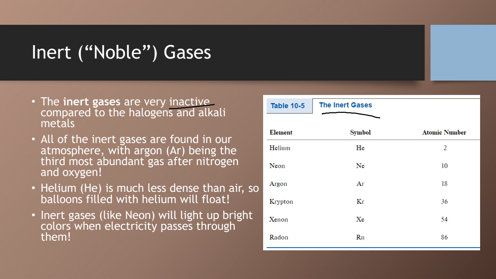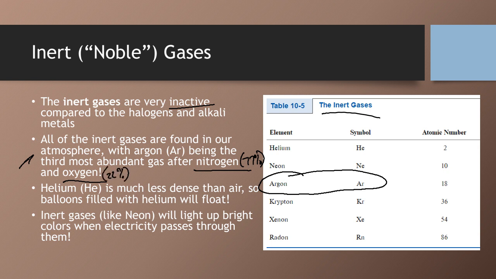All of these gases can be found in the atmosphere. Argon is actually the third most abundant gas in the atmosphere after nitrogen and oxygen. Okay, nitrogen being 77% of our atmosphere or something like that. Most of what you breathe in is nitrogen, or 3/4 of it. Oxygen, something like 22%. Argon, something like 1%.